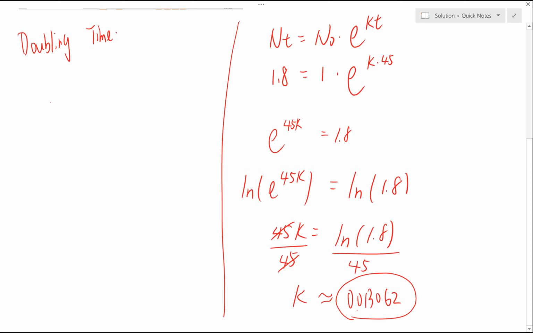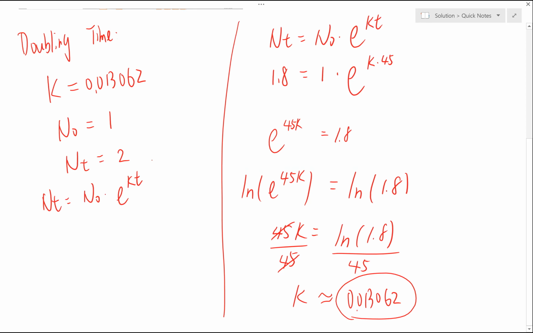So now K is given. It's 0.013062. And assuming initial population 1 unit, doubling time meaning NT should be 2 units, right? Double that. And from there, we'll be able to solve for time t. So NT equal to N0 times e to the KT. And then we throw in all the numbers.